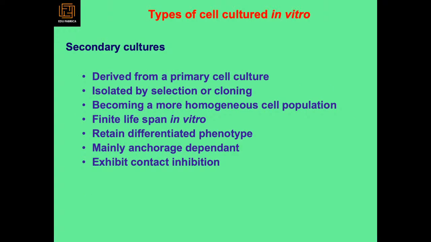In secondary culture, they are derived from the primary culture, isolated by selections or cloning, becoming a more homogeneous cell population, finite lifespan in vitro, and retain differentiated phenotype, mainly anchorage dependent, and exhibit contact inhibition.